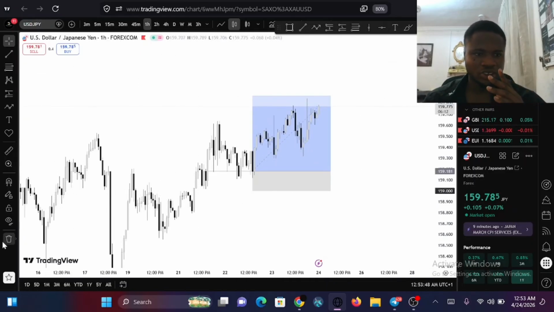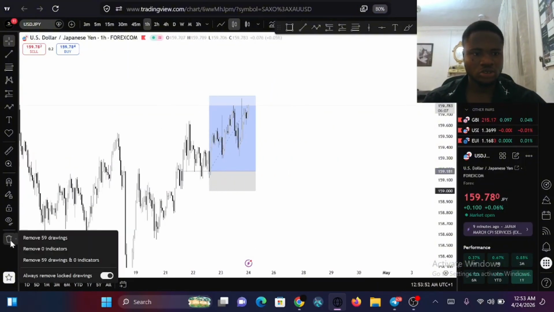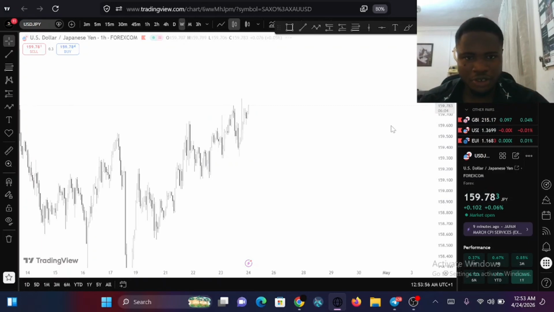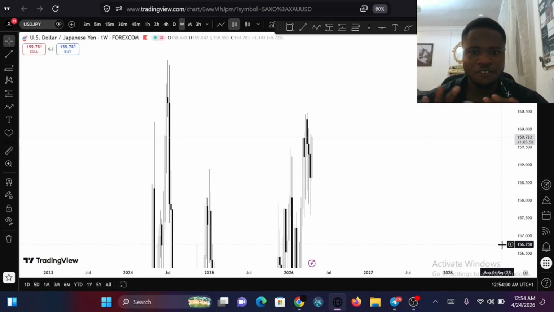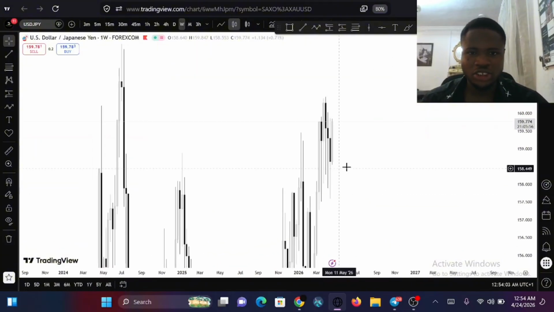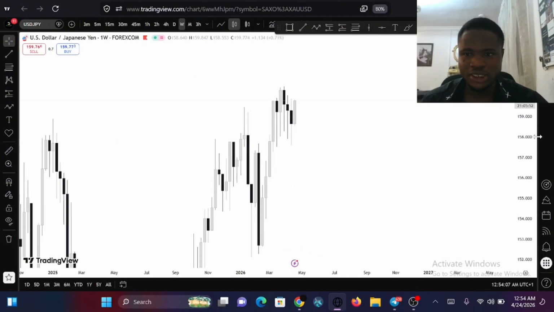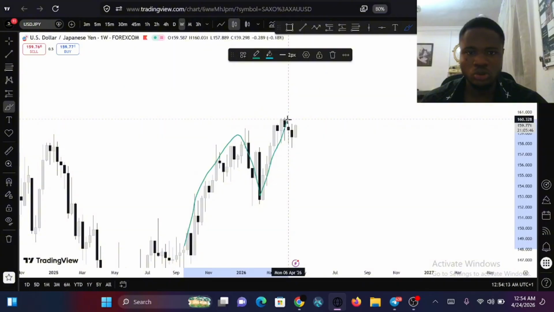Alright, so before I start, let me just clear everything so I have a clean chart and we can dive right into this trade. Let's start from our weekly time frame. You always want to start from your higher time frame to get a full view of what the market is doing. On the weekly time frame, this market is obviously bullish, because you can see it is creating a series of higher highs and higher lows. So we expect this market to continue going to the upside.